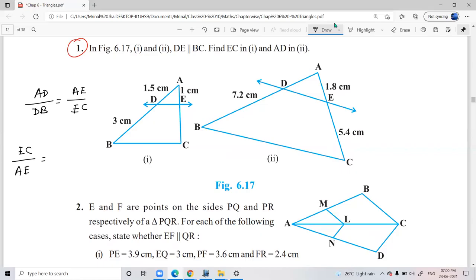Or since we need to find EC, some people may also write EC directly. You can write EC by AE is equal to BD by AD. And then transpose your AE to the other side. You can directly write this also instead of writing this.